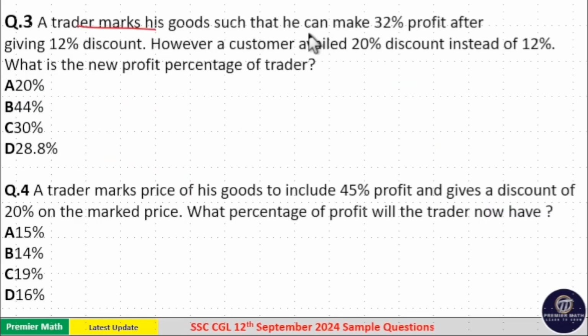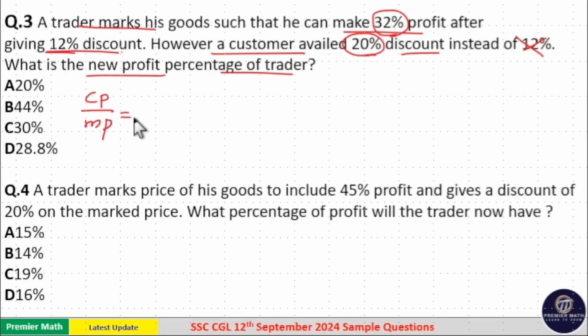A trader marks his goods such that he can make 32% profit after giving 12% discount. However, a customer availed 20% discount instead of 12%. What is the new profit percentage of the trader? Here this trader tried to make 32% profit by giving 12% discount. Here discount and profit are there. So take cost price and market price ratio. Cost price is equal to 100 minus discount, that is 100 minus 12, 88, and market price is equal to 100 plus profit, that is 132.